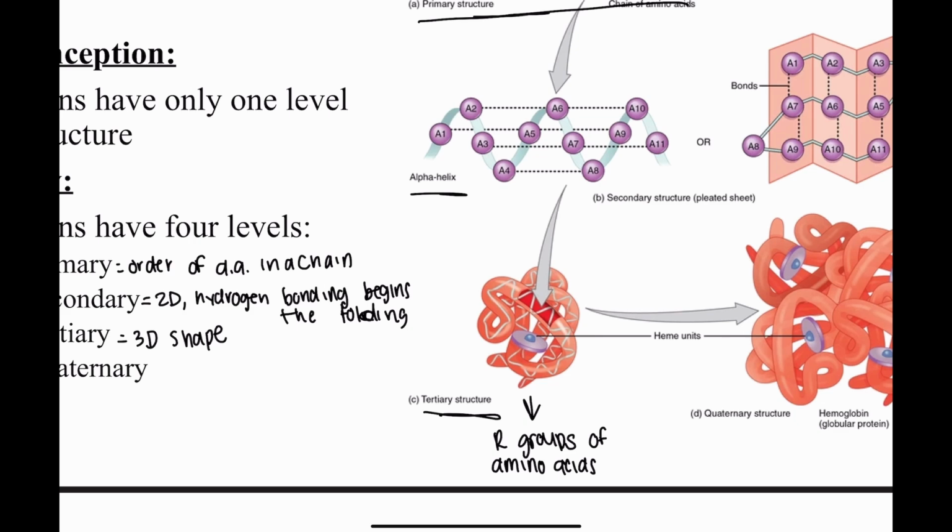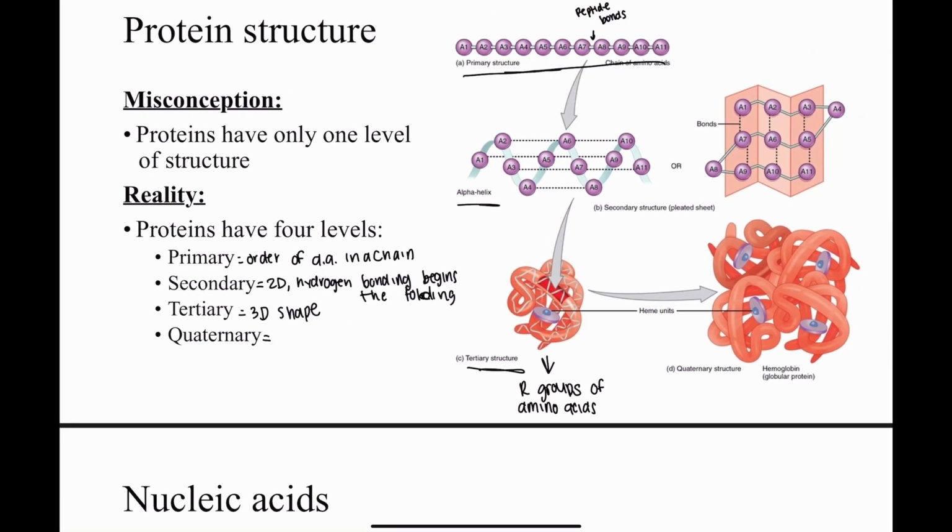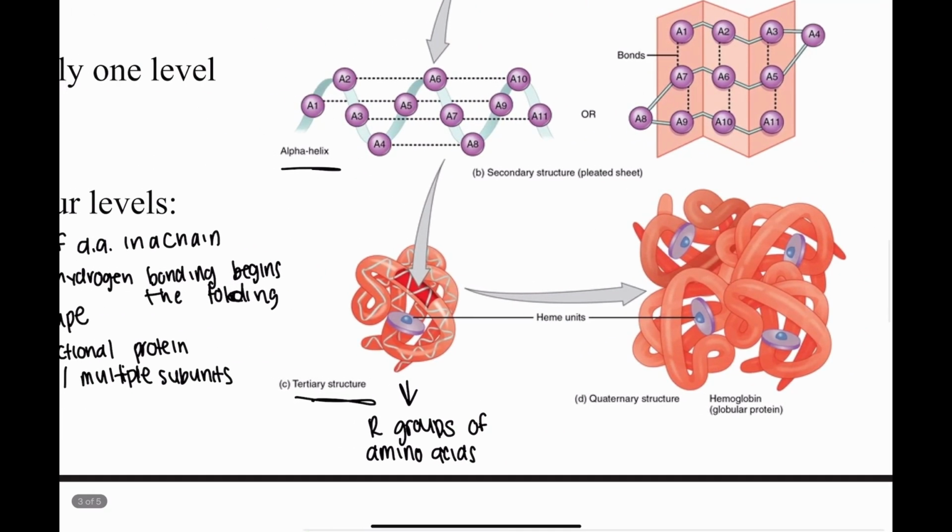But when we get to our quaternary structure, which is our 4th and final structure, that's going to occur when 2 or more proteins come together to form a functional protein. So a quaternary structure is a functional protein with multiple subunits, which is what we see here in hemoglobin. It has multiple different subunits, which form its quaternary structure.